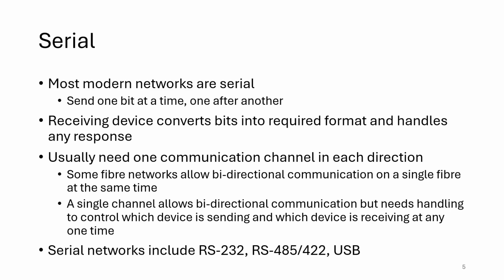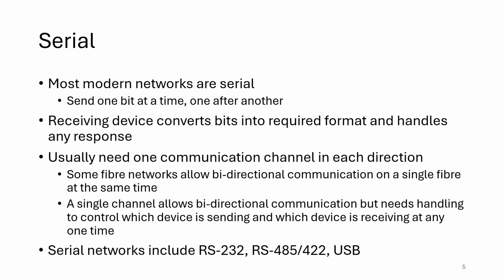Now, to actually send the data over a network, most modern networks use a serial interface where we send one bit at a time, one after another. The alternative to a serial network would be a parallel network, and these were used in the early days of computers, and are still used inside some computers as the data bus. But outside of the computer and between peripherals, most modern networks today are serial.